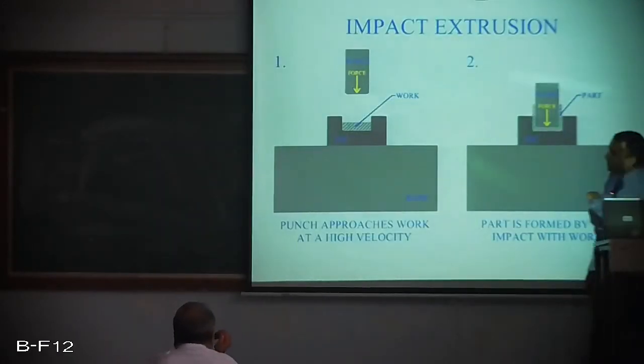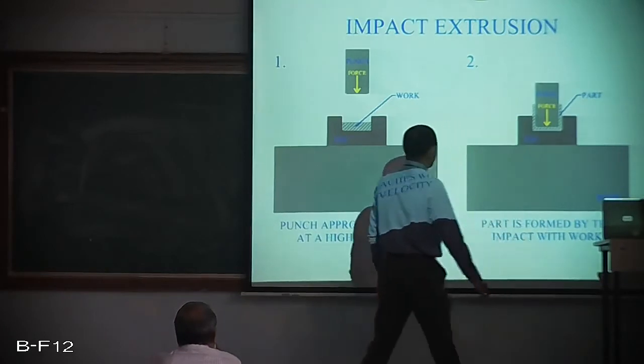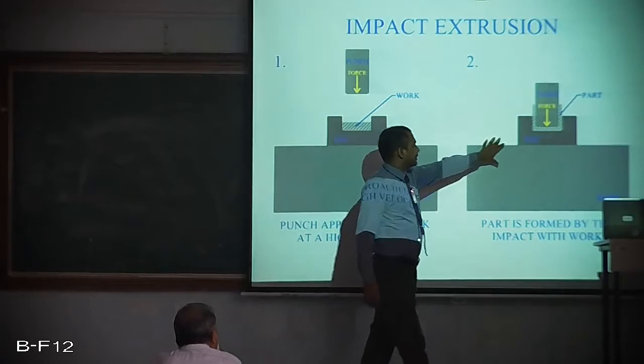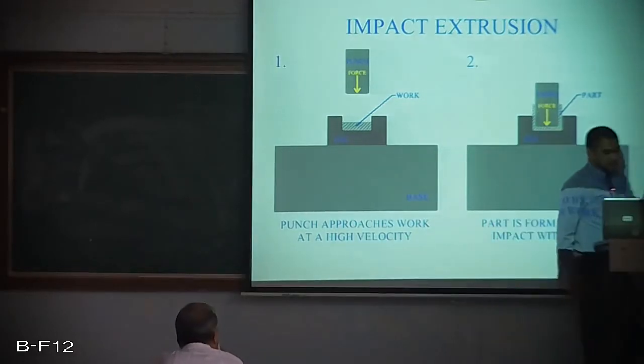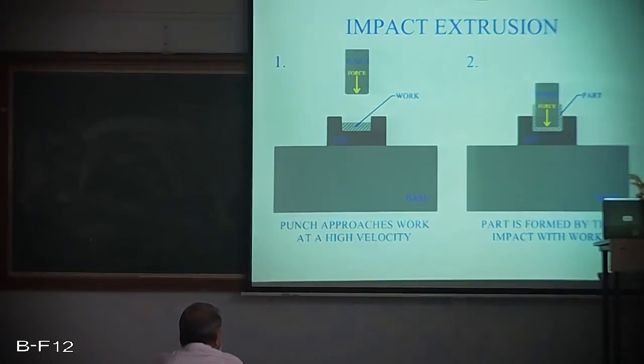Okay, so over here you can see the punch approaching the work at a very high velocity. So this is impact extrusion, and the part is formed by impact with the work. You can see this is the die and this is the punch. So in cold or impact extrusion, metal is kept in a shallow die cavity. A rapidly moving punch deforms the metal and it takes the shape of the punch as well as the die depending on the size.